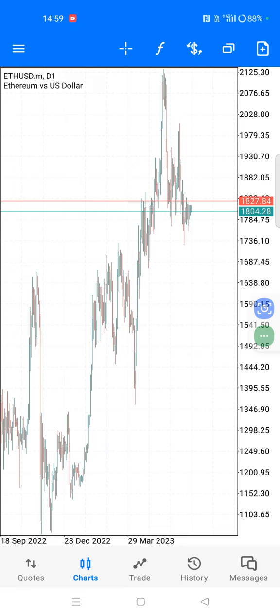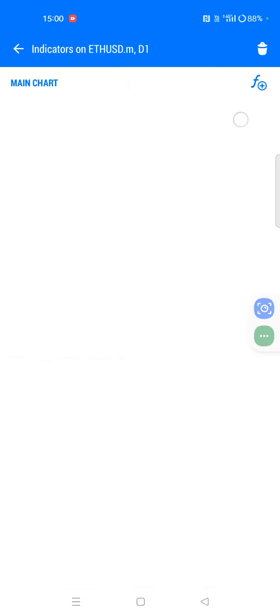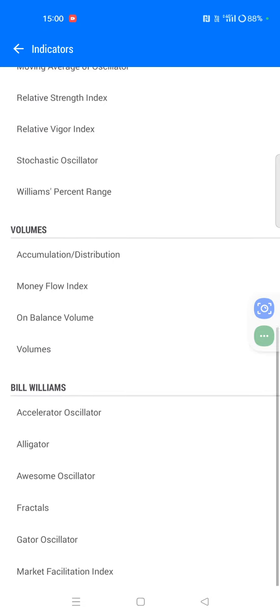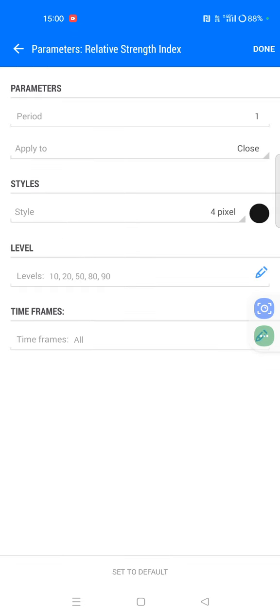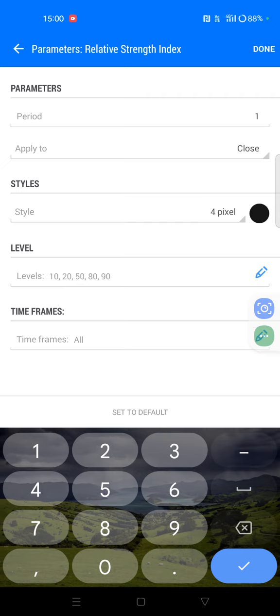Okay, firstly, this is what you're gonna install on your mobile phone. Go to the app sign, go to the main chart, look for relative strength index, which is RSI in short. For period, it's only gonna be one. Apply to close. Style, I use 4 pixel. This is on an Android phone, so it's 4 pixel for me. Color is up to you, your choice.